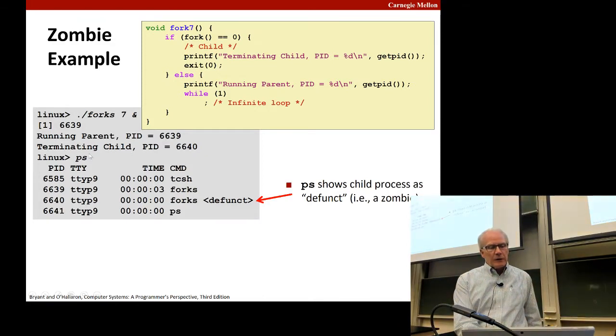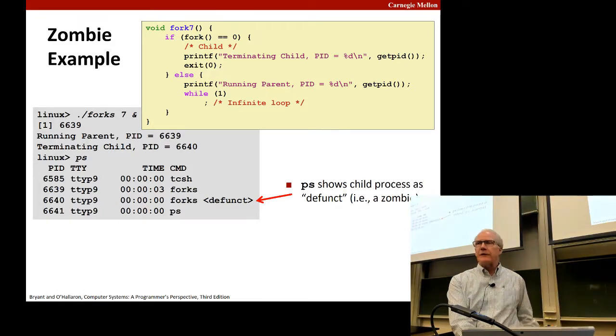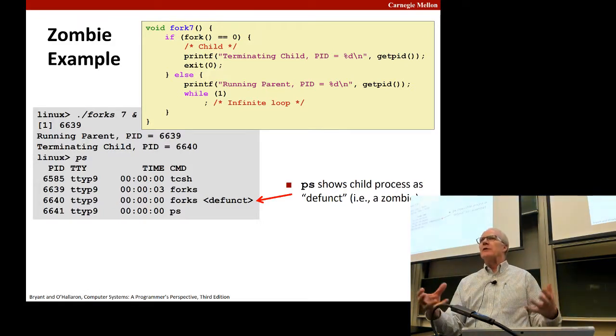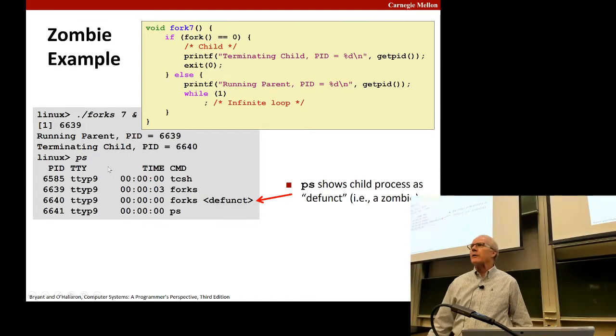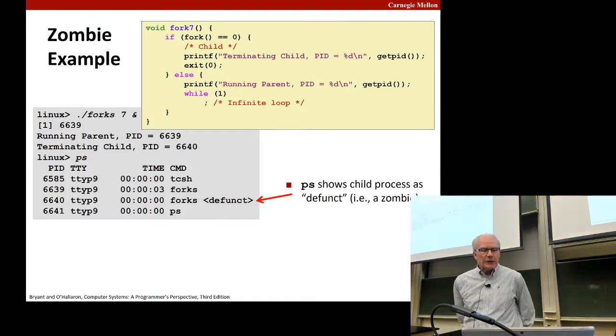And what you do then, if you run ps, which is just process status, it lists all the processes for you right now, and there are various command line arguments to it, but this is the basic version. It lists all the executing processes, all the processes that you have. And you'll see that it shows two that are labeled as forks.